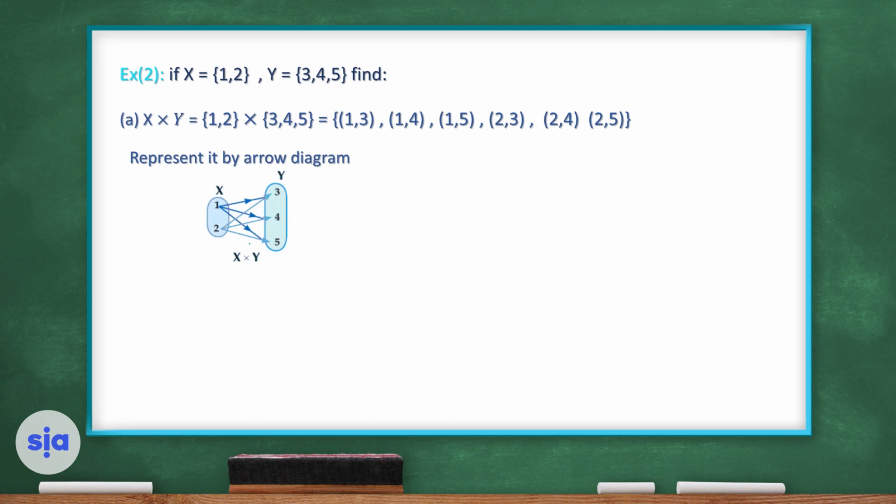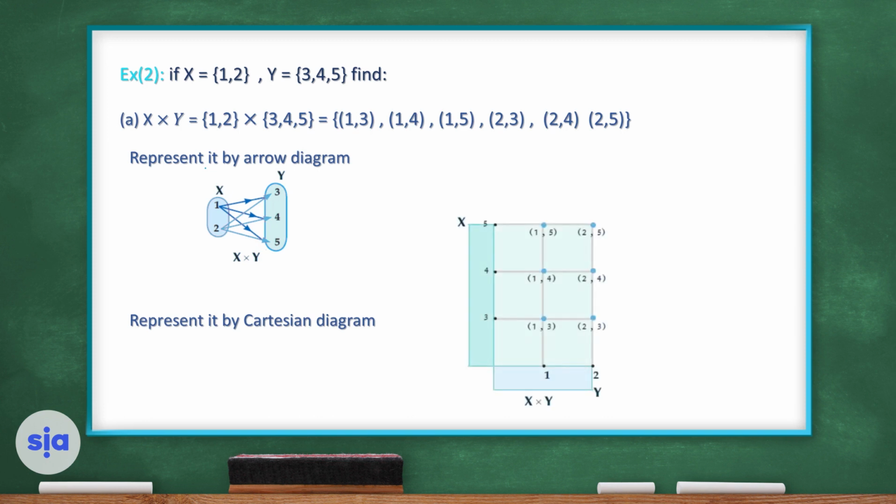Same thing with the 2 in the x. The (2, 3), so the 2 goes to 3. The (2, 4), so 2 with an arrow going to 4. (2, 5), then the 2 has an arrow going to 5. How can we represent this in a Cartesian diagram? Here is the Cartesian diagram, and here are the ordered pairs plotted on the diagram.